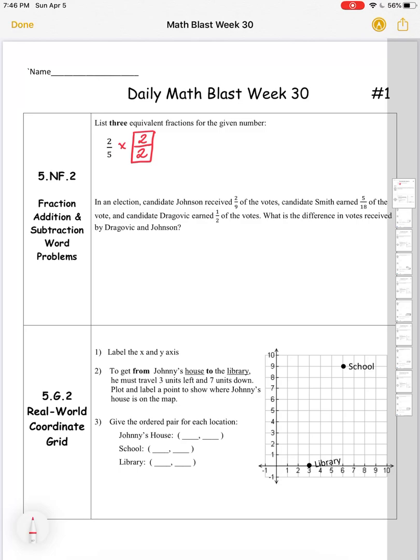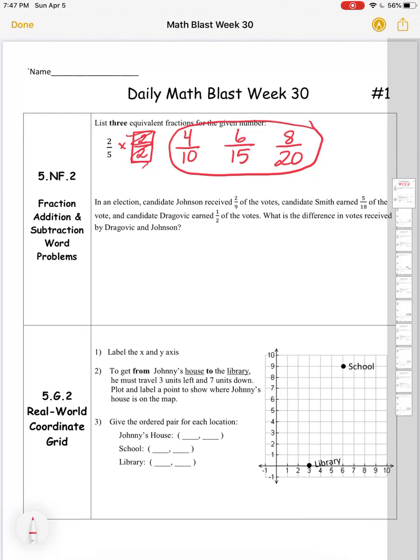So 2/5 times 2/2 is 4/10. I might take that 2/5 and multiply it by 3/3. That would give me 6/15. If I take my 2/5 and multiply it by 4/4, I would get 8/20. And so here are my 3 fractions that are equivalent to 2/5.